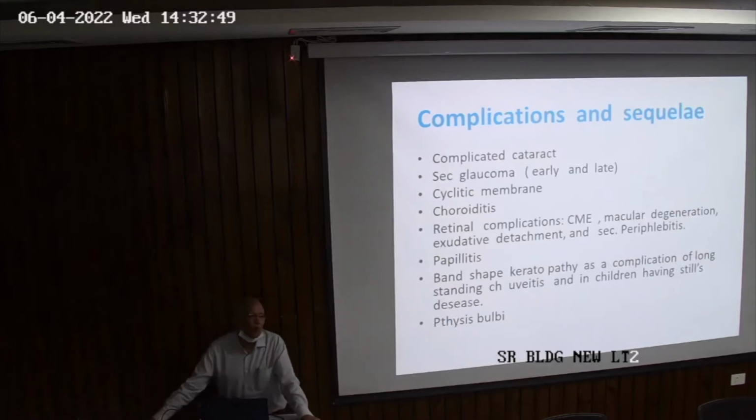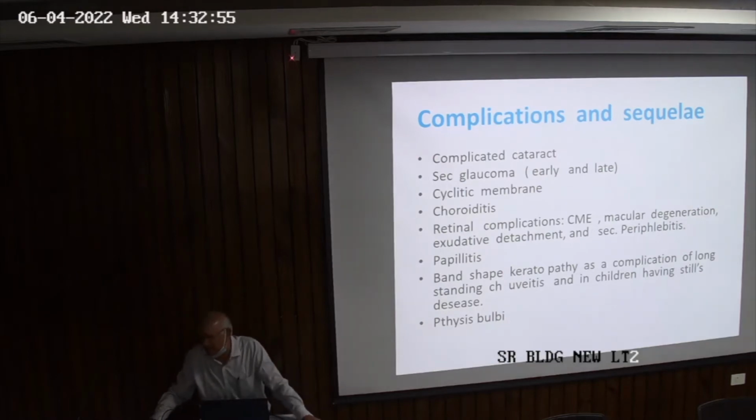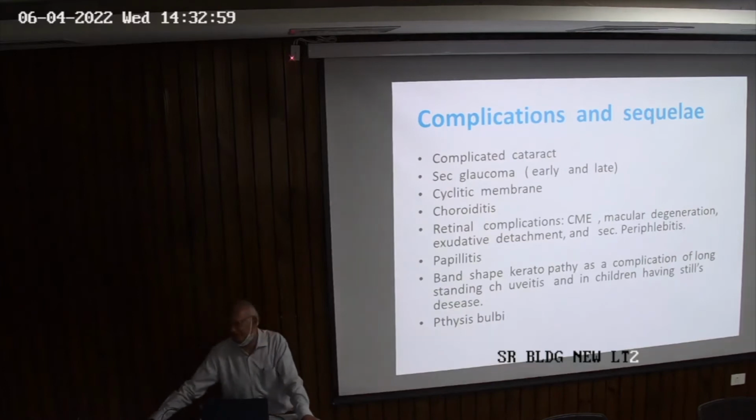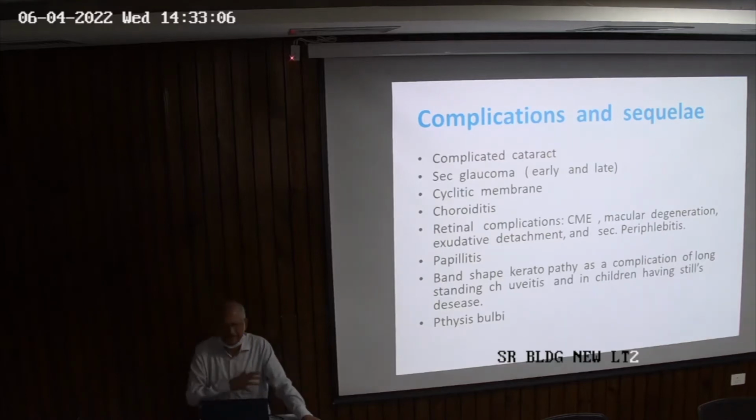Complicated cataract. What are the complications? Because many times the question comes, enumerate all complications of iridocyclitis. Now, how will you treat them? How will you manage them? That is also a separate question. Serial wise, that is sequence wise, these complications occur. I'll tell you how these things develop.